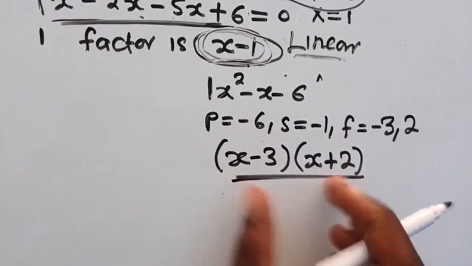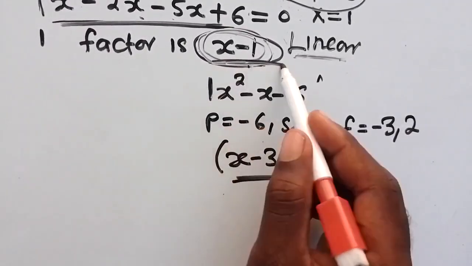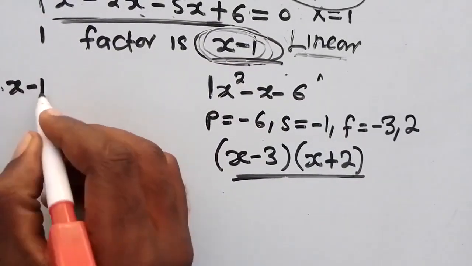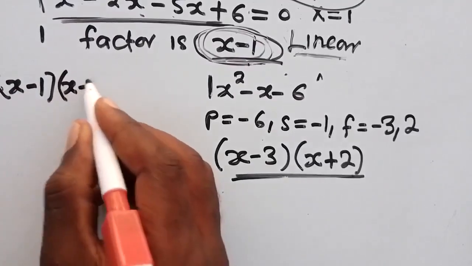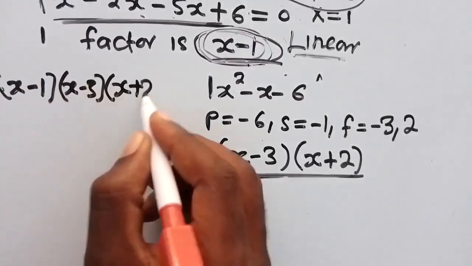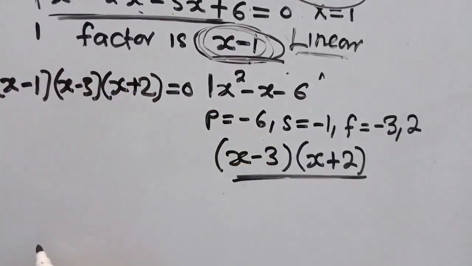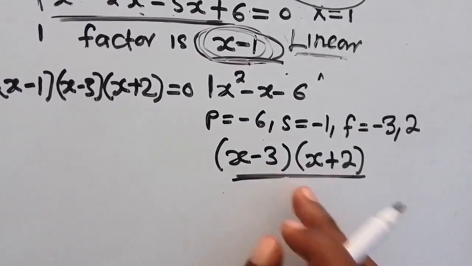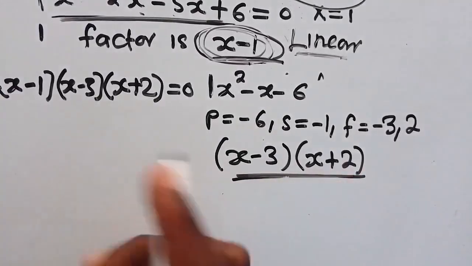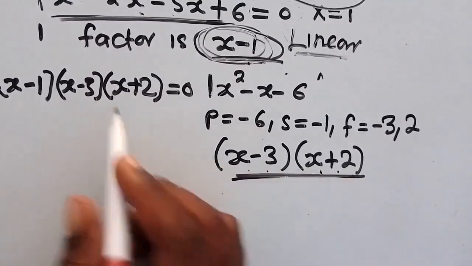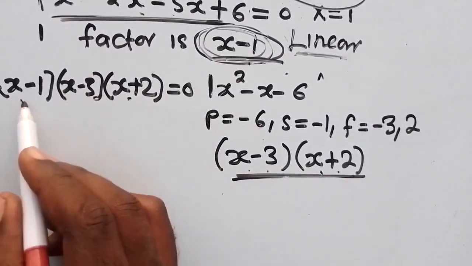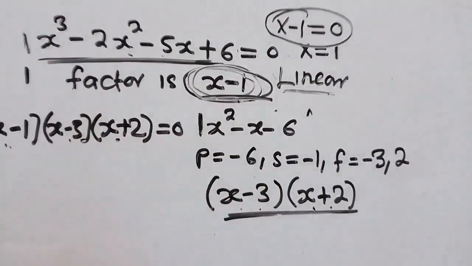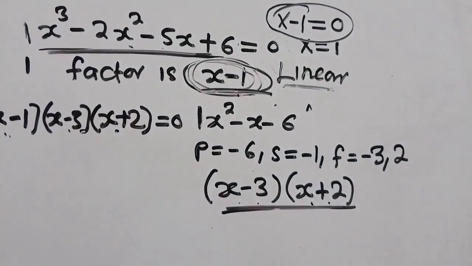So you get these answers plus the factor there. Have you seen? So we are going to have something like this: x minus 1, the factor there, x minus 3, x plus 2, which is equal to 0. So we want to solve that. We wanted this, we've gotten this. So now, these 2 are here plus the factor there. So have you seen the answers are 3? And we add a cubic equation there. So this is what you are going to do.